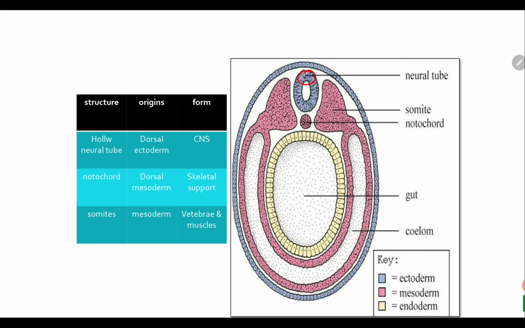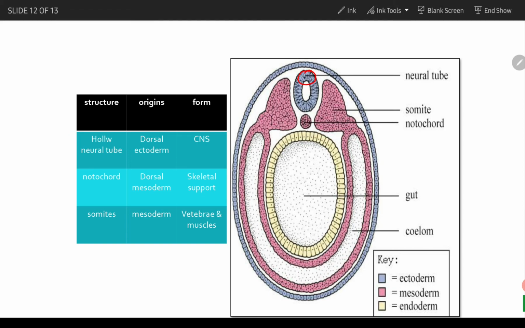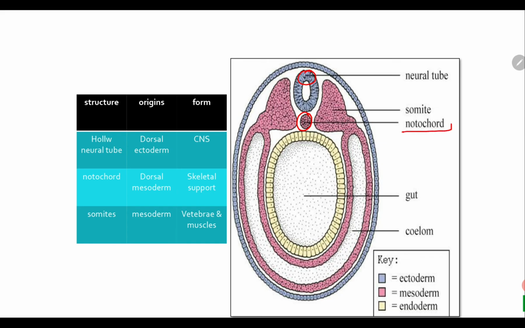And then you have the notochord formed from the dorsal mesoderm. Mesoderm is the pink colored one. So here, that will be the notochord formation, which is only found usually during the embryonic development. And then finally the mesoderm layer, all this pinkish structure, grows into what we call somites. At the end of this development, they will form the vertebrae and the muscles of the human.